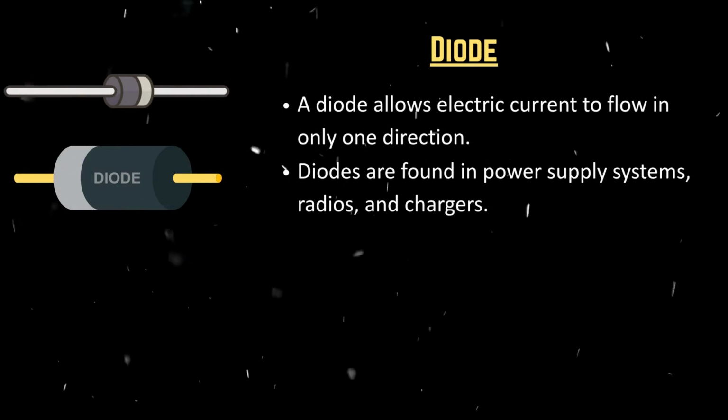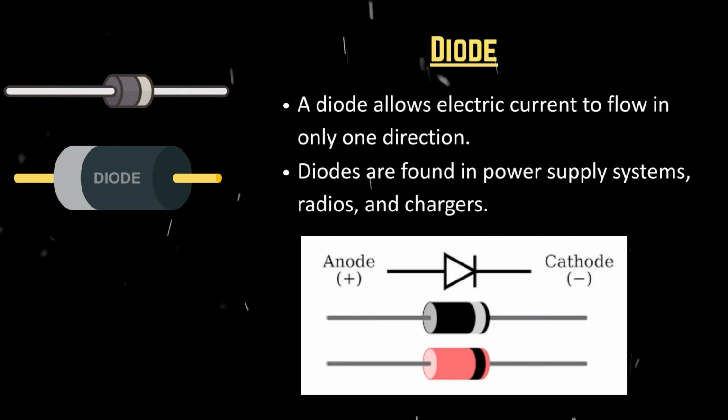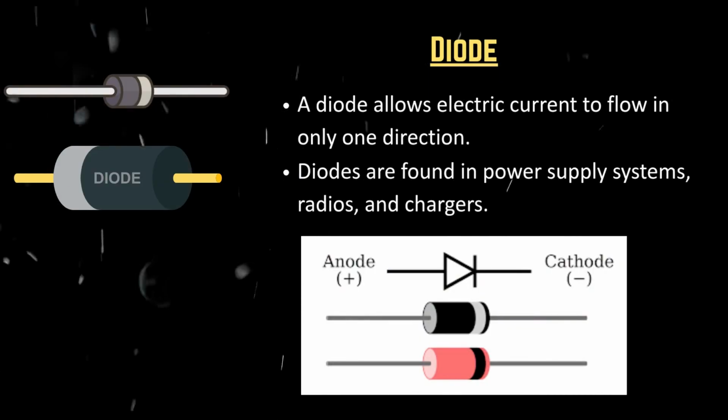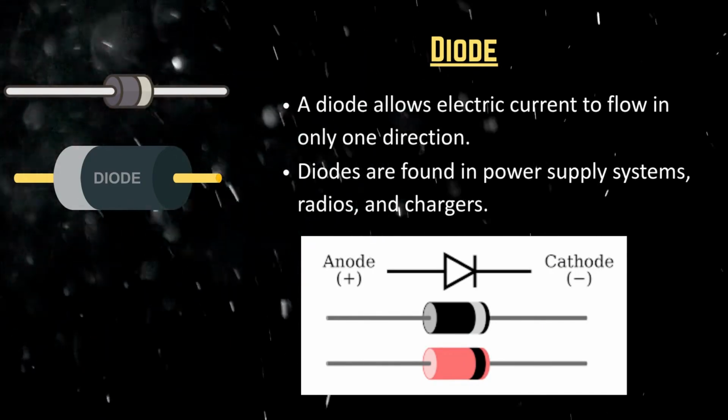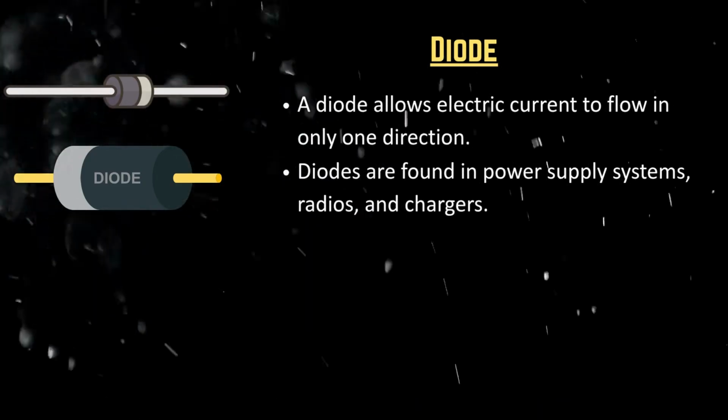Just like the LED, a diode has 2 ends called anode, positive, and cathode, negative, and it only works properly when connected in the right direction.